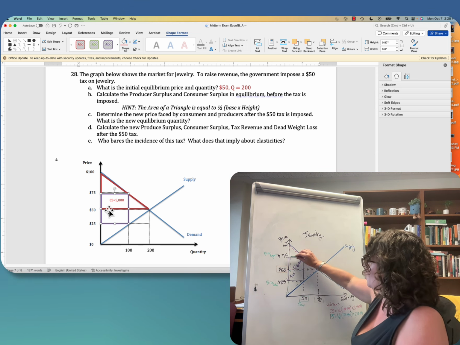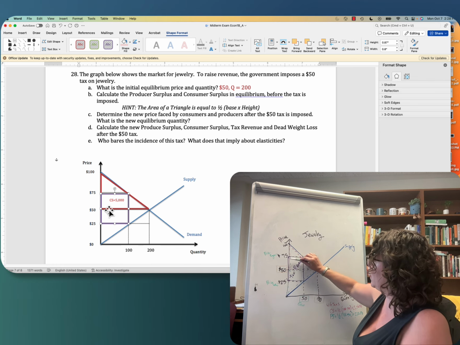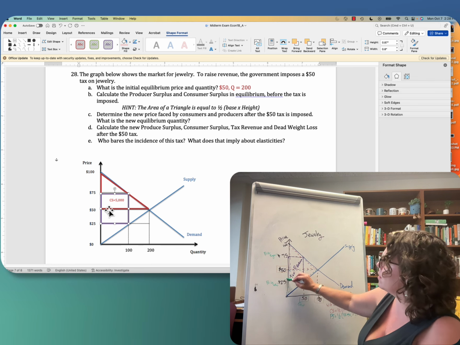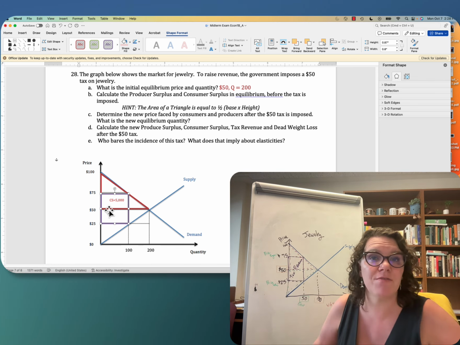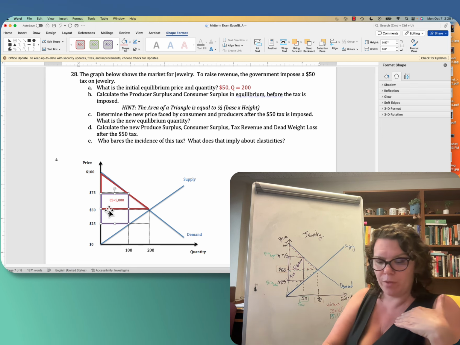The tax drives a wedge between consumers and producers, and the government's going to get $50 because every time a piece of jewelry is sold, sellers get 25 bucks, buyers pay 75 bucks. 75 minus 25 is 50, so $50 goes to the government in the form of tax revenue.